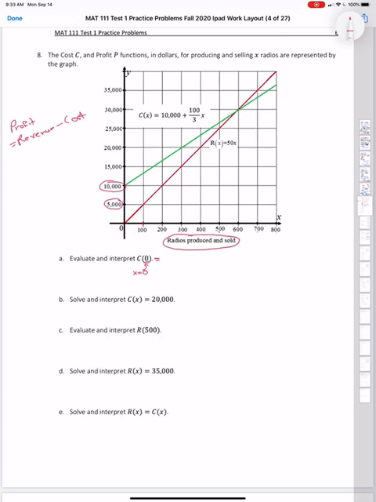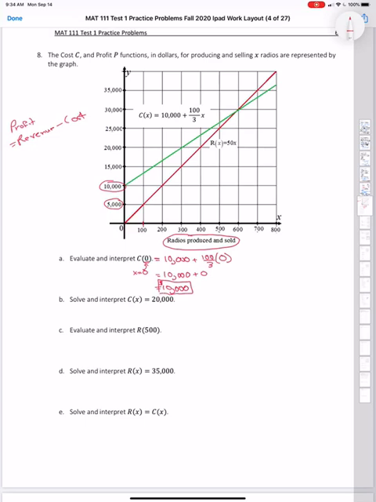So let's go ahead and calculate that. We know our cost function is represented by 10,000 plus 100 over 3 times X, and we plug in 0. As we simplify, it simplifies easily to 10,000 plus 0. So we've come up with 10,000. Remember, this is a dollar amount, the output. Y represents dollars, X represents the number of radios being produced and sold. So there's our answer to part A.